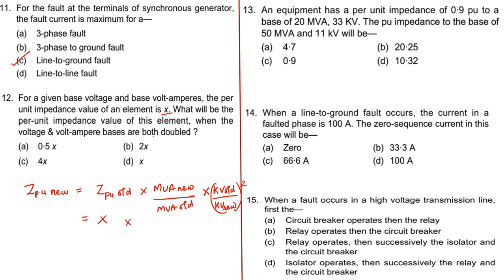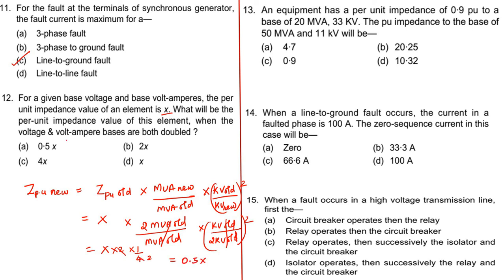When the volt ampere bases are both doubled, the new base is double the old base. So MVA new is 2 times MVA old divided by MVA old. Here kV new is 2 times kV old, the whole square. So X into 2 into 1 by 4. The answer is 0.5X. So option A is the correct answer.